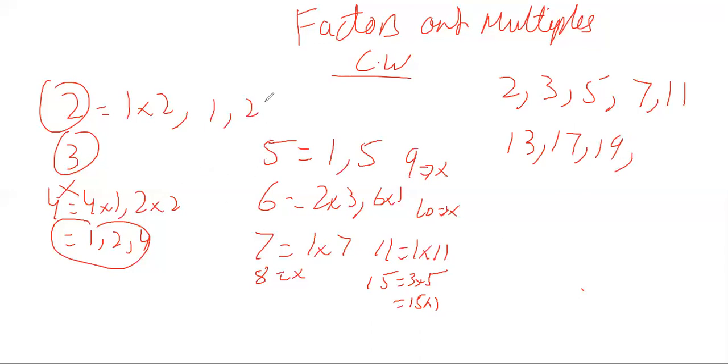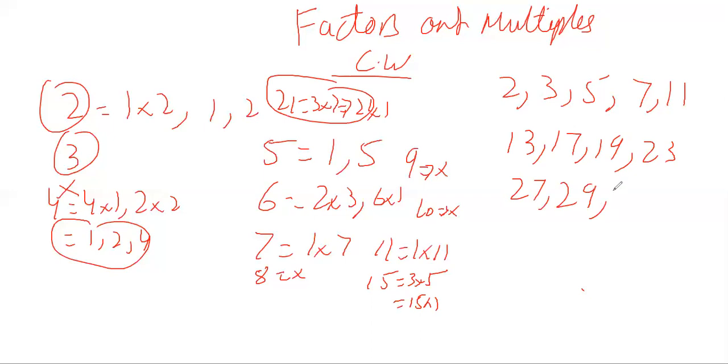21 is what? 3 into 7 is 21, and 21 into 1 is also 21. So 21 is also not a prime number. 23 is a prime number. 27 is a prime number. 29 is a prime number. 31 is a prime number.